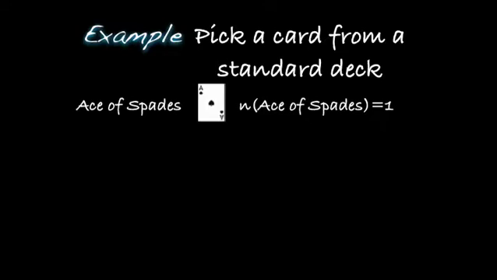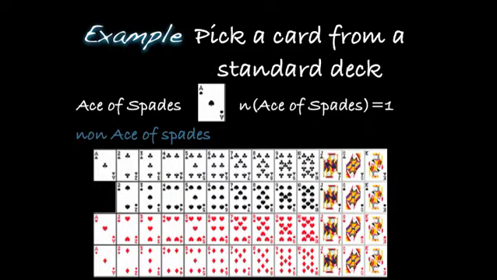From a deck of cards again, if you consider the event picking an ace of spades, there is only 1 ace of spades in a deck of cards. If we think of the complement of an ace of spades, it's all the non-ace of spades. It's all the cards in the deck with the exception of the ace of spades. This is a picture of a deck of cards in which the ace of spades is excluded. So if there's 52 cards, one of which is an ace of spades, then there are 51 non-ace of spades.